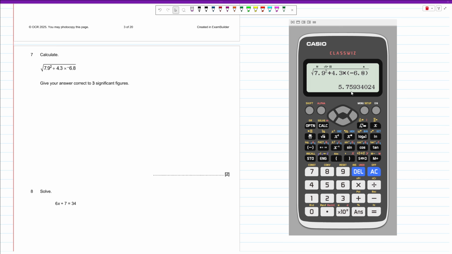There we go. So we've got 5.759. But I want to be rounding to 3 significant figures. So that's rounding to this 5. So 5.76, and we round up because that's a 9. And that's bigger than 5, therefore I round up.